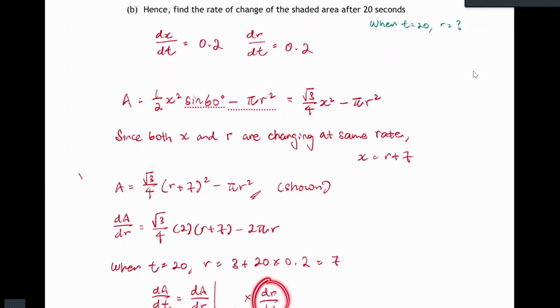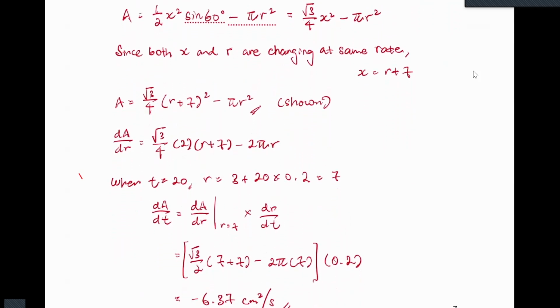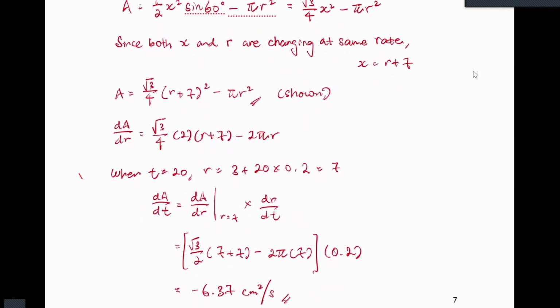The dr/dt is constant at 0.2. The dA/dr, I just sub in r equals 7, I should get my expression. Then this is how I just press calculator, we'll get negative 6.37 cm squared per second. Area, the unit is cm squared, time the unit is second. Therefore, we get this expression.